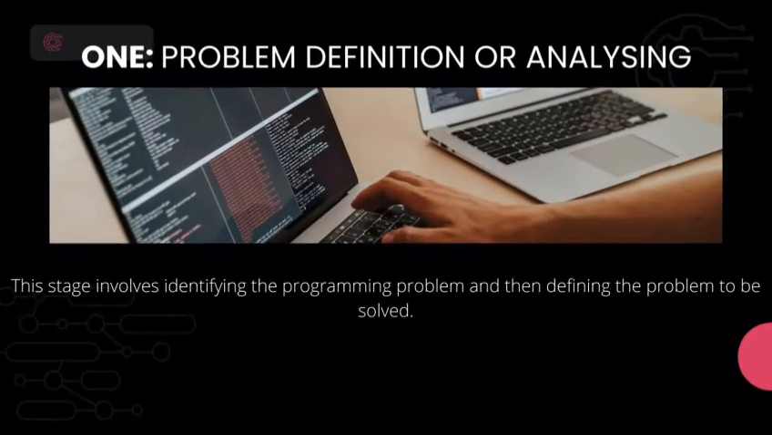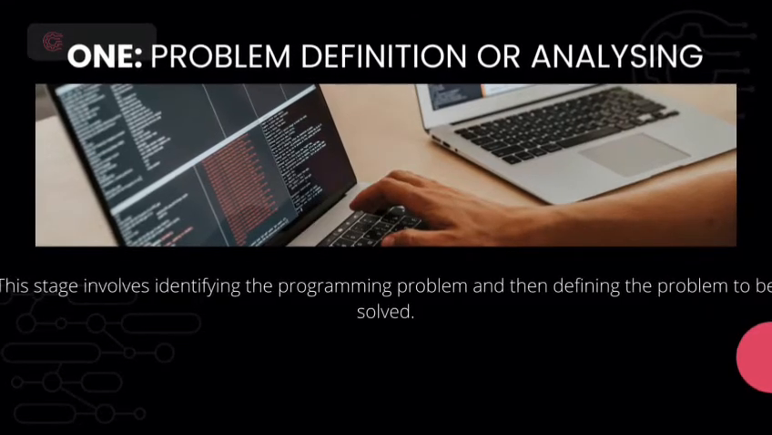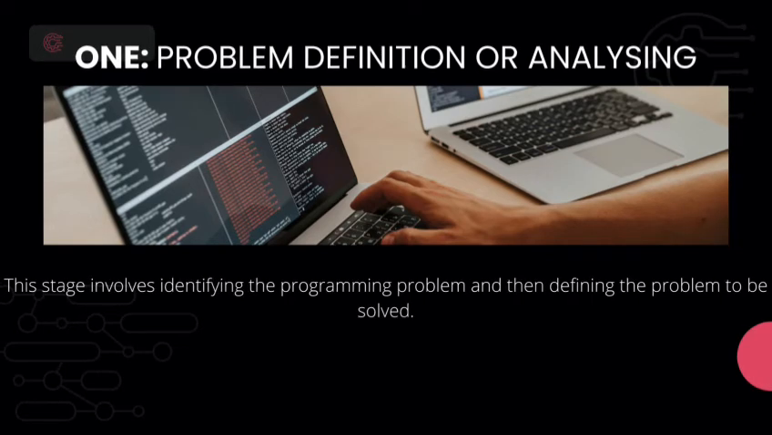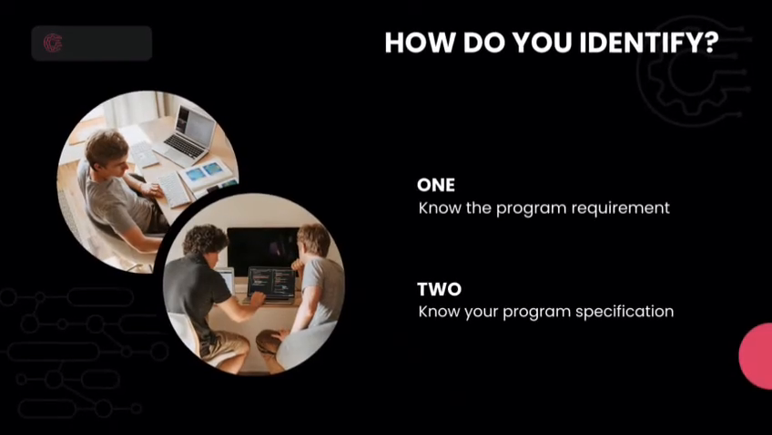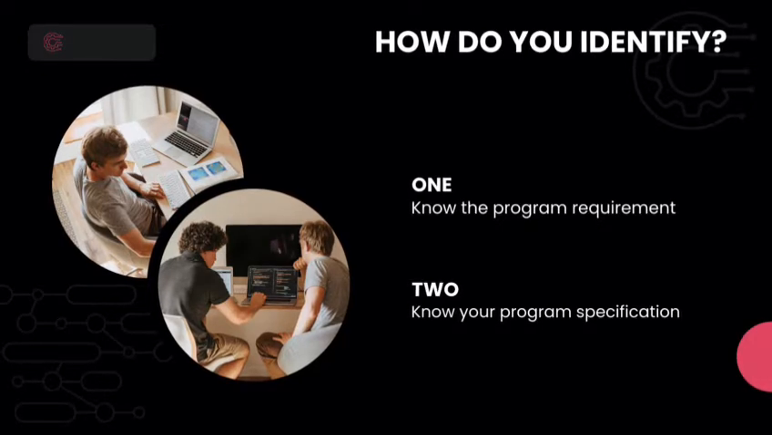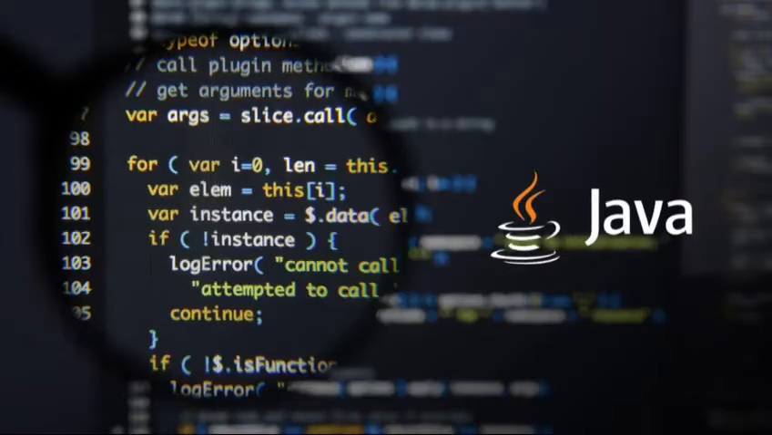Now, the very first stage is program definition, or problem definition, or analysis. At this stage, it involves identifying the programming problem and then defining the problem to be solved. You want to write a program. Your program, first of all, must be defined. What is the purpose of your program and why are you doing it? How do you identify your program? There are two ways. You must know the program requirements and the program specification.